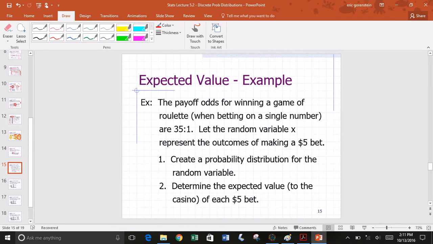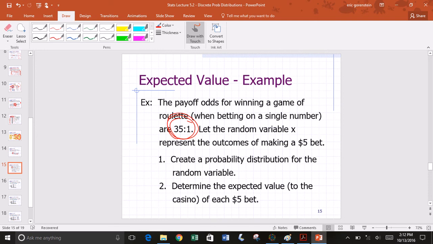So I'll use this example, roulette, to explore the idea of the expected value of a probability distribution. In roulette, you have 38 possible choices. So you pick one of 38 numbers. If your number comes up, you win. If your number doesn't come up, you lose. And if you win, you're paid $35 for every $1 you bet. So what I want to do is first create a probability distribution for the random variable, and then determine the expected value of a $5 bet.